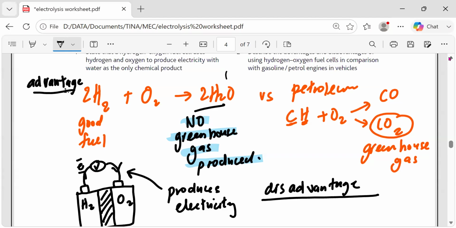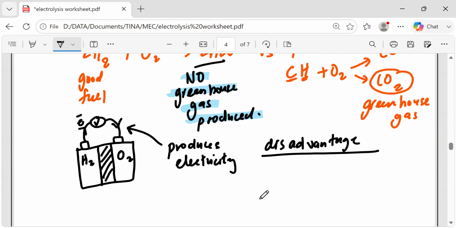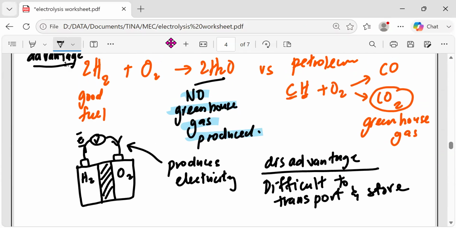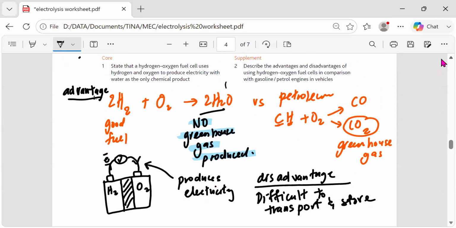Now, the problem with hydrogen that petroleum doesn't have is hydrogen is a gas. So is it easy or difficult to transport? Difficult, because it's a gas. So it's difficult to transport and store. So that's the disadvantage. Transport and store. Okay, please write this down. So for this section of your note of the chapter, they only ask you this. This is the only thing that they will ask you.